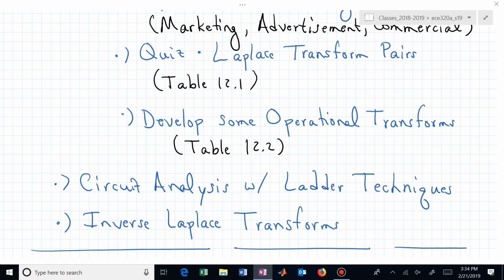Then we'll get on a ladder. Actually, how many have done ladder analysis with circuits? That's kind of what I expected.